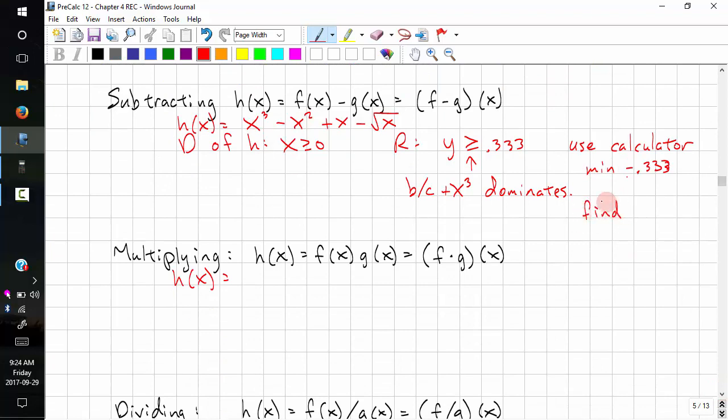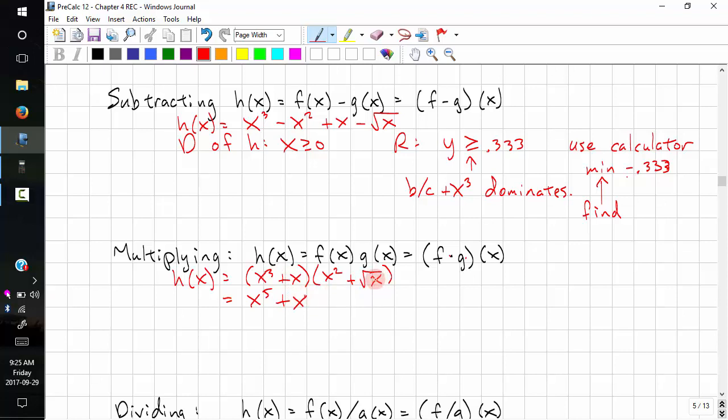Okay, multiplying. Again, we have the same shortcut: bracket f times g, bracket, of x. So we have x cubed plus x, times x squared plus root x. We need to expand this: x to the fifth, and the next biggest term is going to be this times this, x cubed times square root x.